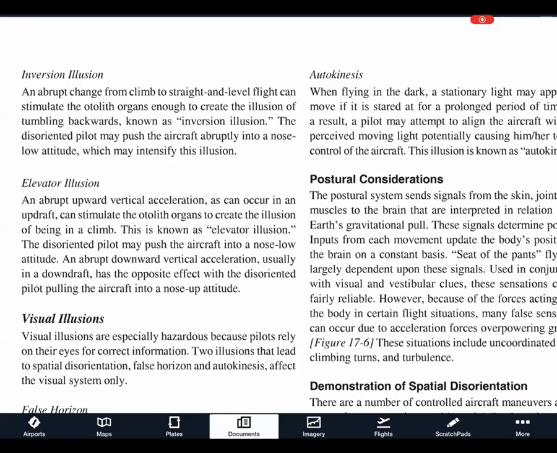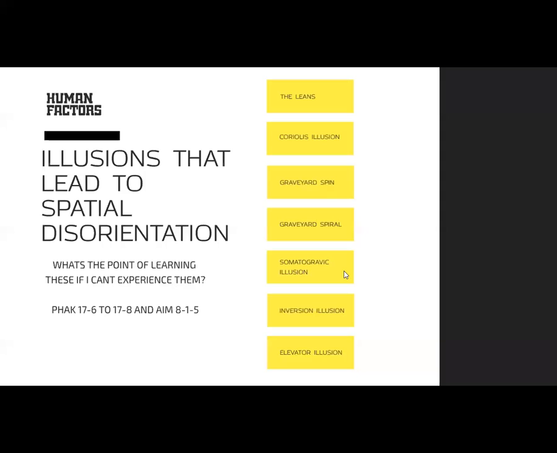Let's jump back into the slides and take a look at my examples. The idea, of course, is to at least give you an idea of what these would feel like in relation to what they look like. So this first one we're going to talk about is the leans.